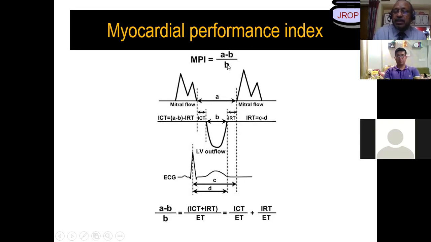So A minus B: the mitral valve closing-to-opening time minus the LV outflow tract ejection time, divided by the LV outflow tract ejection time. That gives you the Myocardial Performance Index. The catch point is, as our LV function deteriorates, the Myocardial Performance Index number will go up, like 0.4, it will go up to 0.6, 0.8. It should be less than 0.4 to be considered normal.